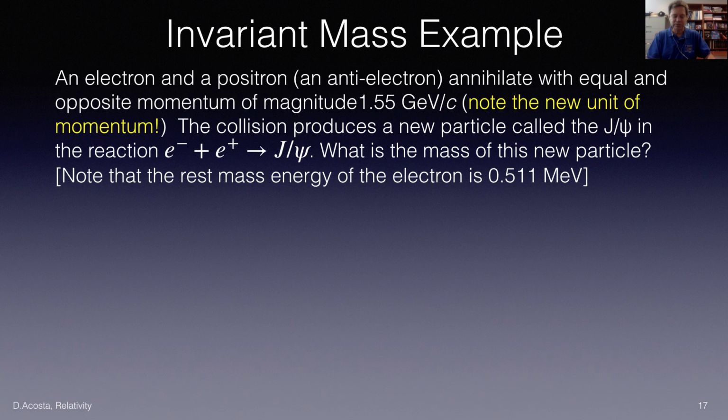All right, so let me sketch what's kind of going on here. We have an electron, say, coming in one direction, and it's going to meet an anti-electron, which is positive, and they're going to annihilate. So they're going to collide in the middle and produce this particle called the J psi.